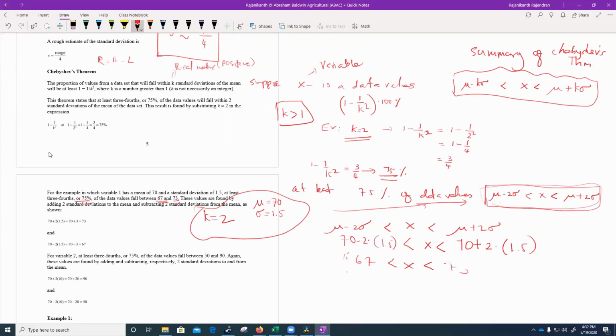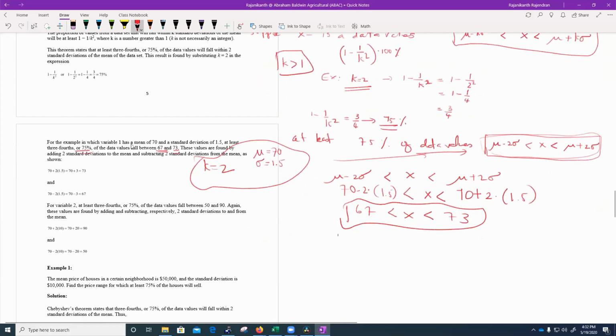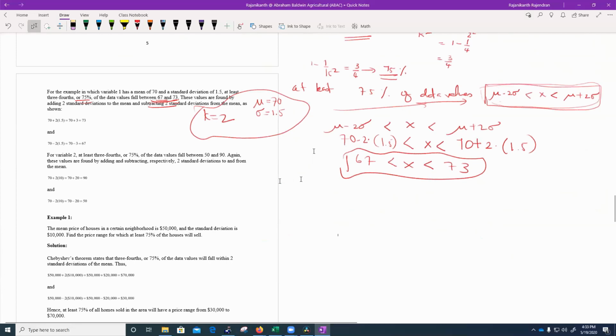That means you will find at least 75 percent of your data values will fall between 67 to 73. That's what these two numbers say. So this is the kind of thing we apply this to. Okay.